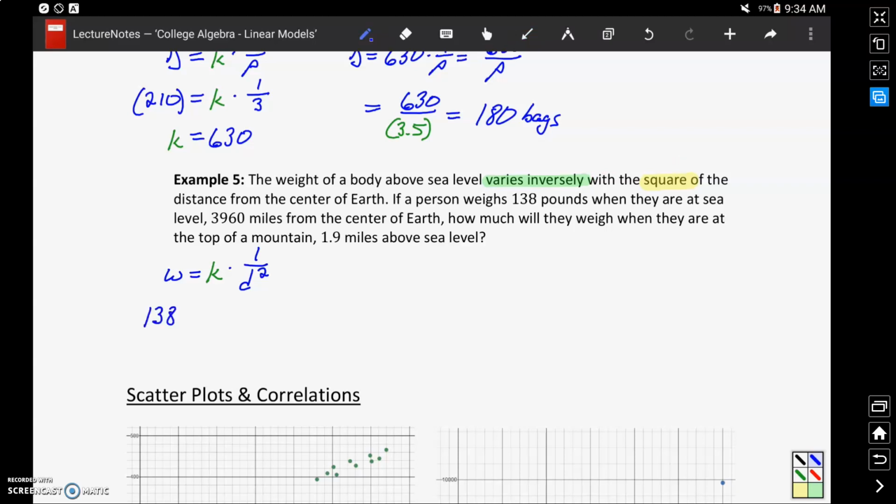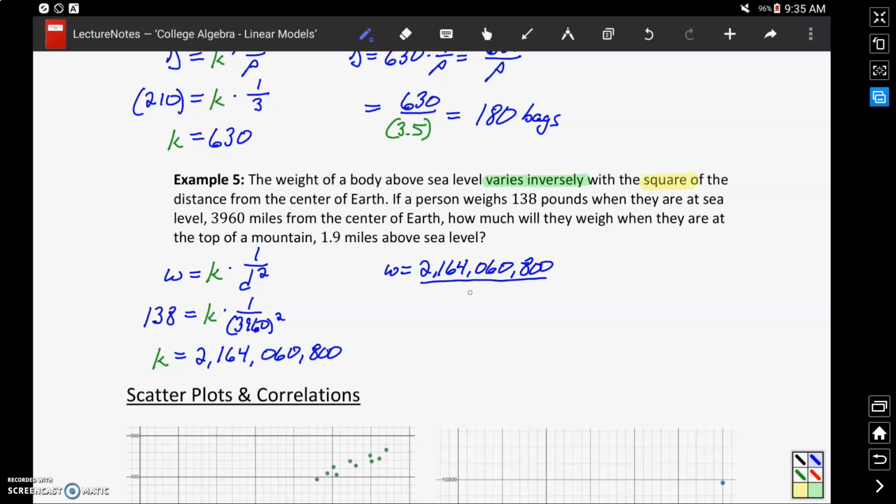So we're given some information to plug in, in this case a person who weighs 138 pounds when they're at sea level, which is 3,960 miles from the center of the Earth. That is going to give us a value of K equal to 2,164,060,800, which means we can complete our formula by substituting in that same value for K over our distance squared.